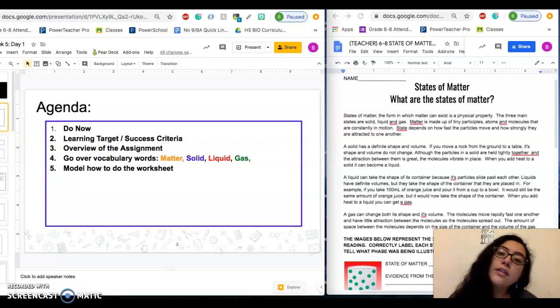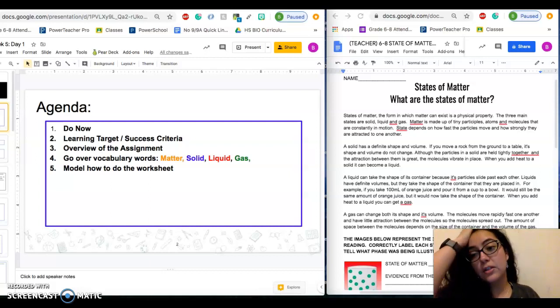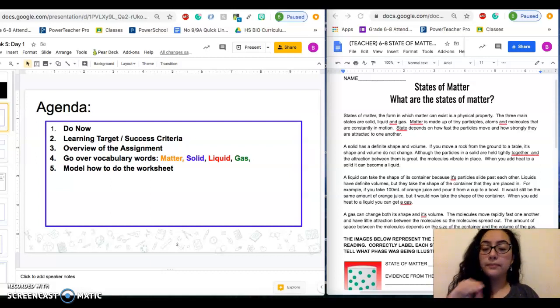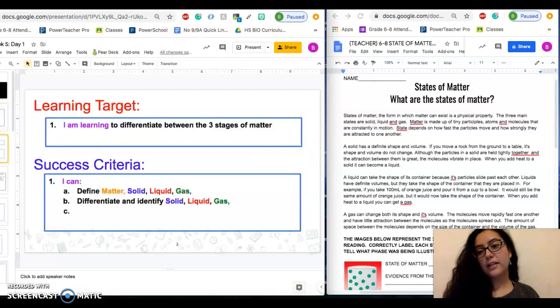Then we'll go over the learning target, the success criteria, overview of the assignment, what you need to do, and go over some important vocabulary. And then I'm going to model how to do the worksheet that's on the right side of my screen, or your screen as well. So let's go straight into the learning target.